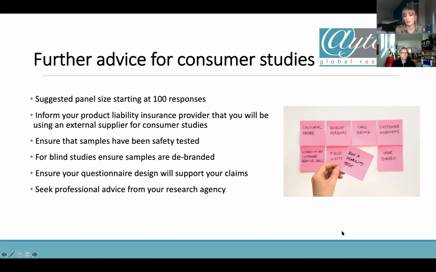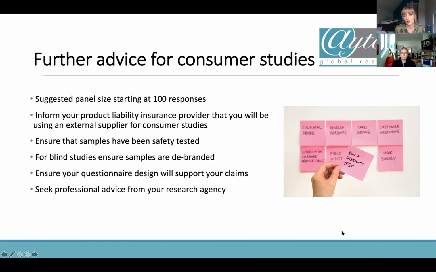You need to inform your product liability insurance provider that you're using an external testing house for consumer studies, and you can let them know that we have full product liability insurance for every company that we operate in as well. The samples must have been safety tested or at least be classified as safe to use, as they would be for your consumer. Some products don't need safety testing and can be released because the ingredients are deemed safe, but this is up to you. You will know what safety testing you need before you would launch the product on the market, and that's the level of safety testing we need to test your products.